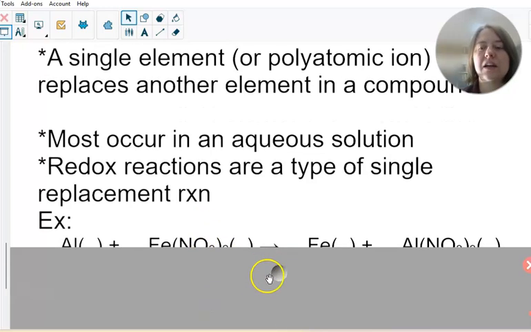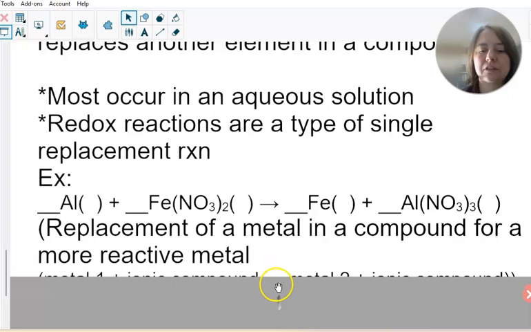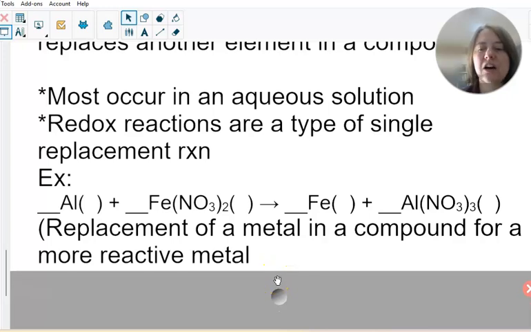So let's look at an example. Okay, please write this down. Aluminum reacts with iron 2 nitrate to form iron and aluminum nitrate. So it's the replacement of a metal in a compound for a more reactive metal.